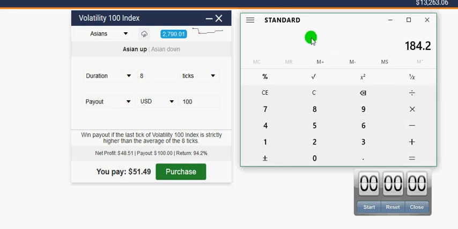So you can see it's 80% guaranteed. So make sure you share among other traders.